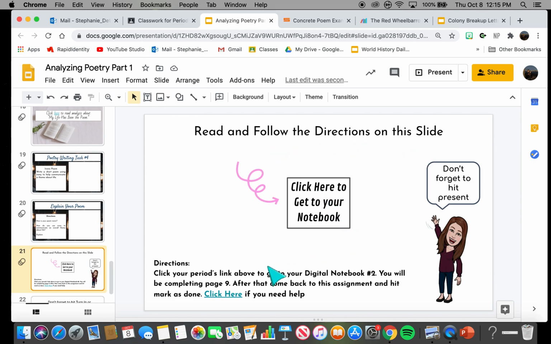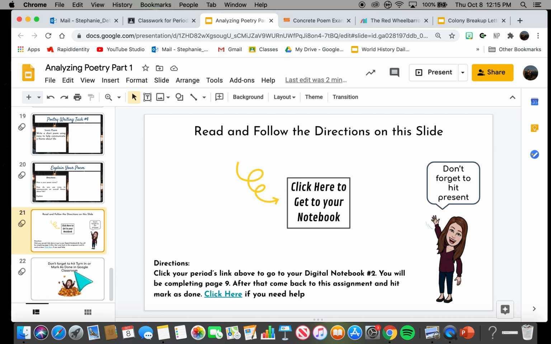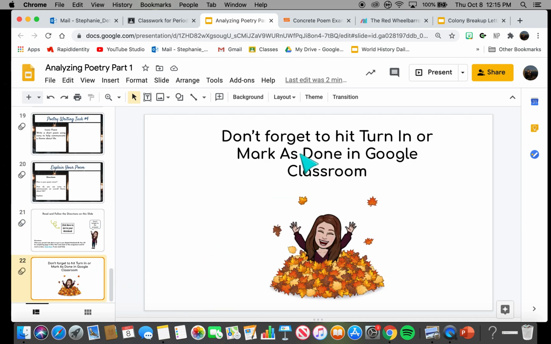After that, you're going to do page 9 in your notebook. Just make sure you click here and it'll take you to your notebook. And then don't forget to hit turn in on Google Classroom, and then you're good to go. If you have any questions, make sure to message me on Remind, ask me on a Google Meet, ask me in an email, or ask me in a Google private comment. But thanks for listening.